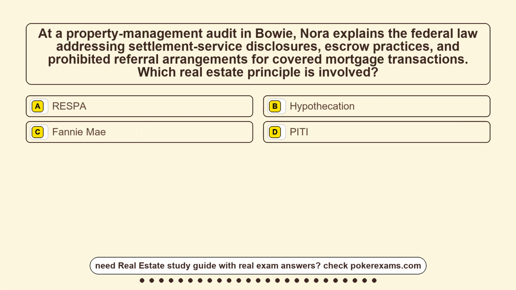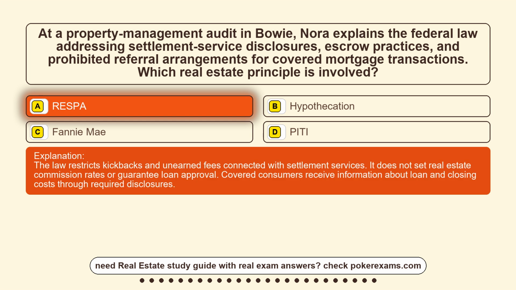Question 7. At a property management audit in Bowie, Nora explains the federal law addressing settlement service disclosures, escrow practices, and prohibited referral arrangements for covered mortgage transactions. Which real estate principle is involved? Option A, RESPA. Option B, hypothecation. Option C, Fannie Mae. Option D, PITI. The correct answer is option A, RESPA.